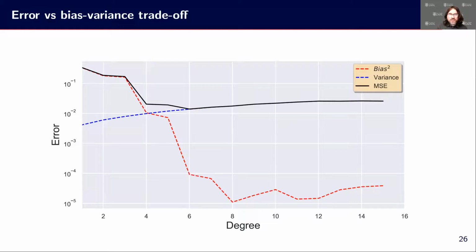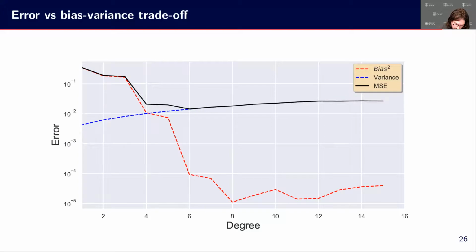We can even trace this curve. Basically, it's the error of our model. We see here that the black curve is the mean square error. At first it goes down, and then it starts to go up a little. Don't forget, it is a log scale here. Basically, on the y-axis, it is log scale, so you need to be cautious with that.